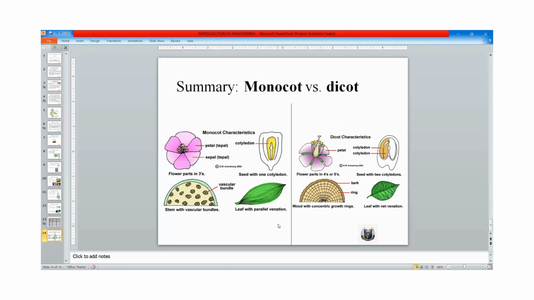Our next topic will be to look at the plant parts. So next class, the next topic, looking at the stem and the root.